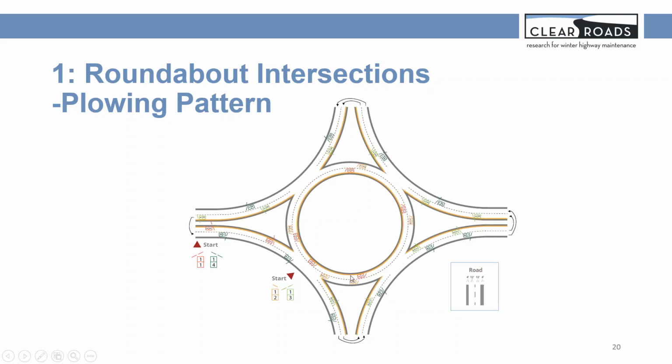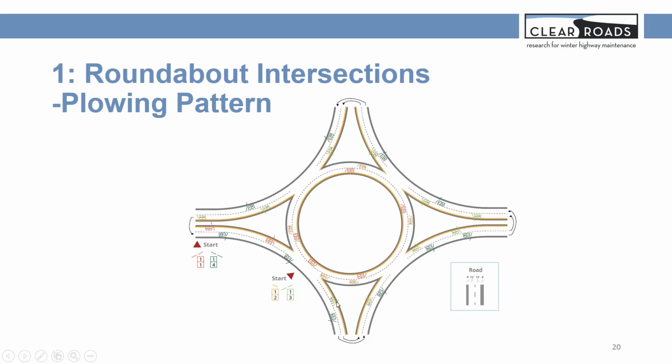First, they clear the inside lane of the roundabout and come back to the same point to start another pass to clear the outside lane of the roundabout. Still pushing snow to the right, only using the front plow. And when they finish the roundabout, they come back to the same point and then clear the legs.